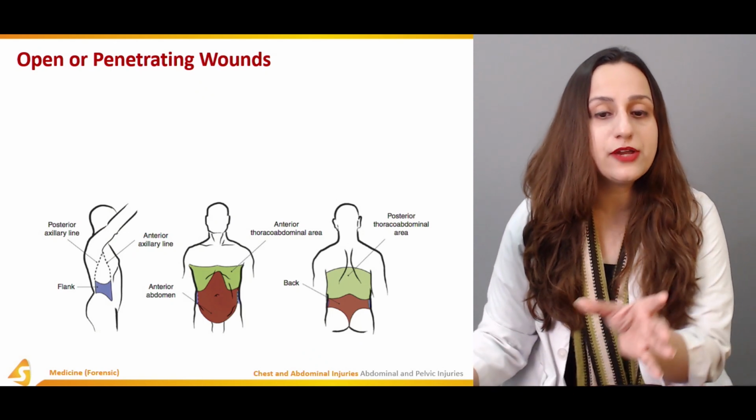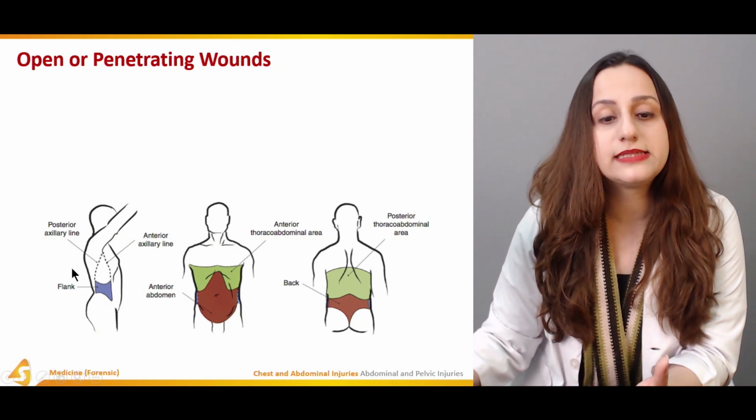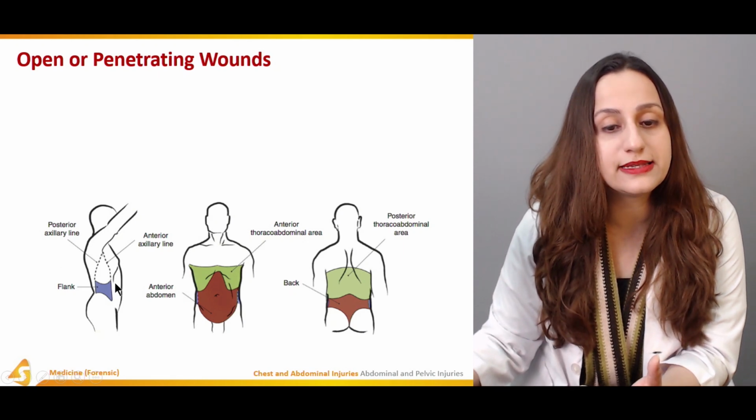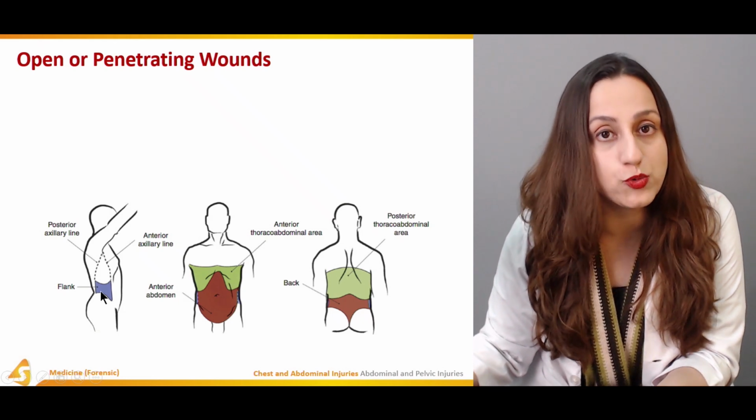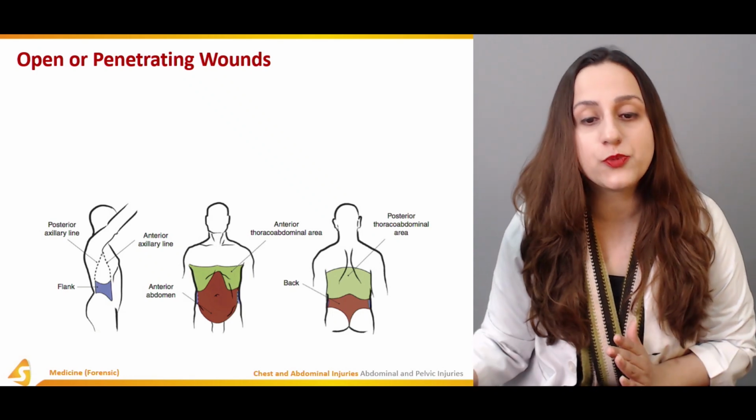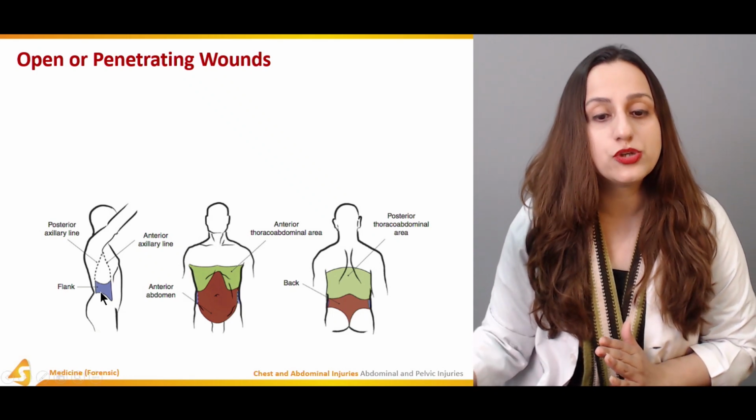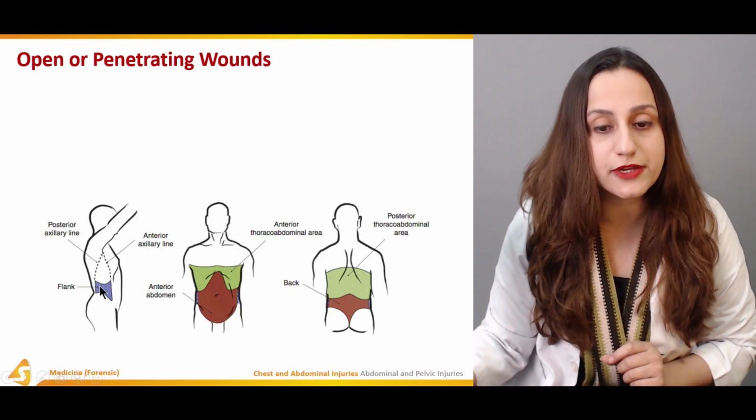Now, this diagram is very important in the sense that it tells us this is the posterior axillary line, this is the anterior axillary line, and this is the flank that we usually refer to. Whenever there is a flank injury, it lies between the anterior and the posterior axillary line. So you have to know the exact anatomical position we are referring to.